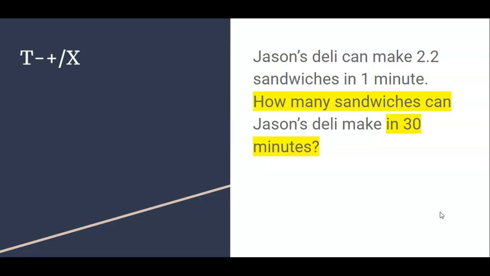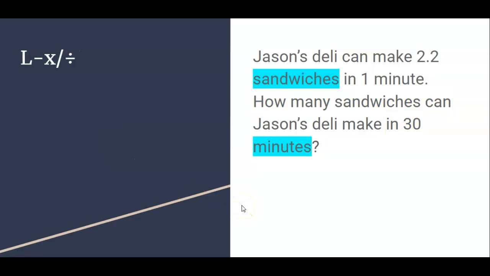All right, so if I'm looking at my totals, I see words like how many sandwiches and 30 minutes. Right now, I know how much they can make in 1 minute, but what I need to know is how much they make in 30 minutes. So therefore, I do not know my total. If I do not know my total, it's going to be adding or multiplying.